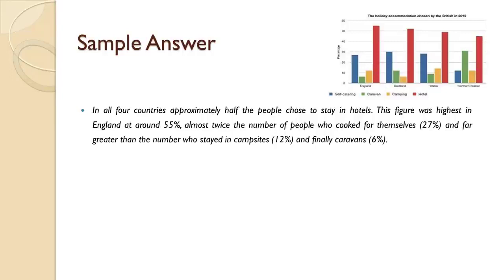So you see, half of the people, you see the red one, like to stay in hotels. The figure was highest in England, around 55%, almost twice the number of people who cook for themselves, 27%, actually self-catering, okay? And far greater than the number who stayed in campsites. Camping, I mean, only 12%, so far greater than the numbers, people like to stay in hotels. And finally, caravan, only 6% of people like to stay in caravans. So this is how we have described only one country, that is England.